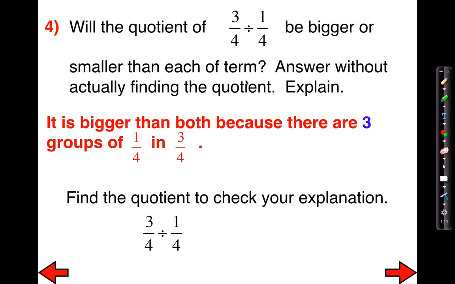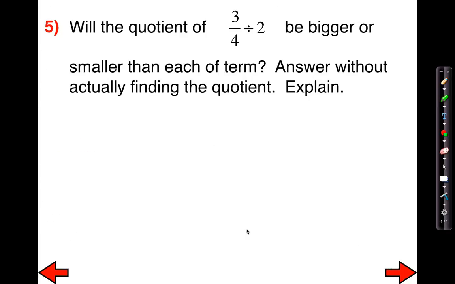Okay, so let me go ahead and divide and show you. I'm going to keep 3/4 the same, but multiply by the reciprocal, and that would leave me with 3. And of course, 3 is bigger than 3/4 and 1/4, so there you go.